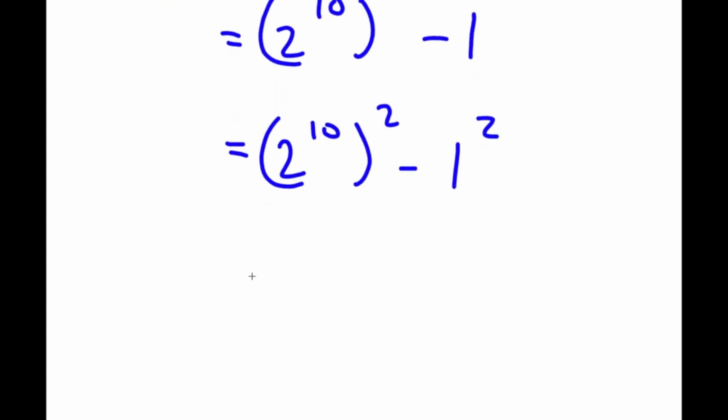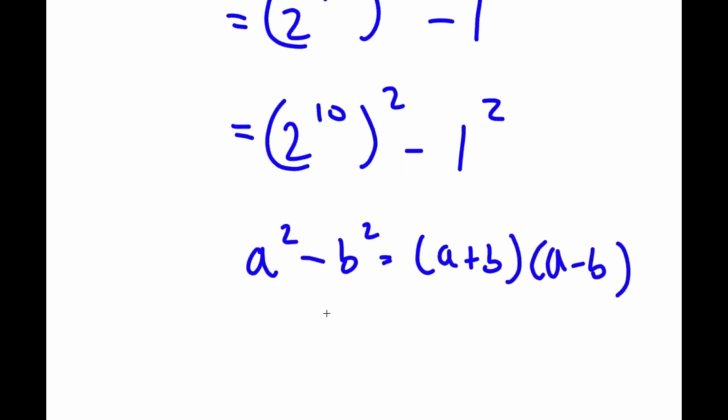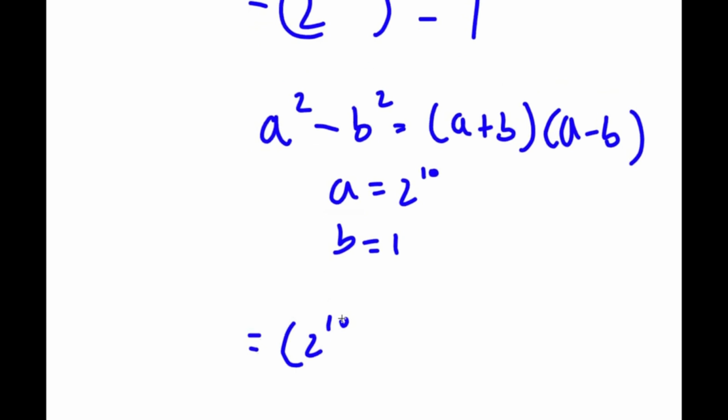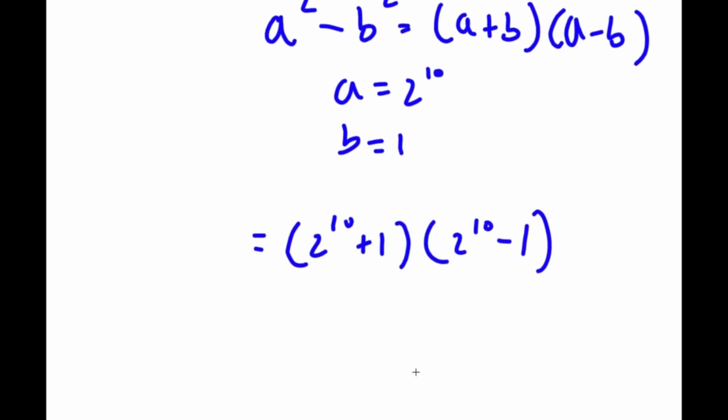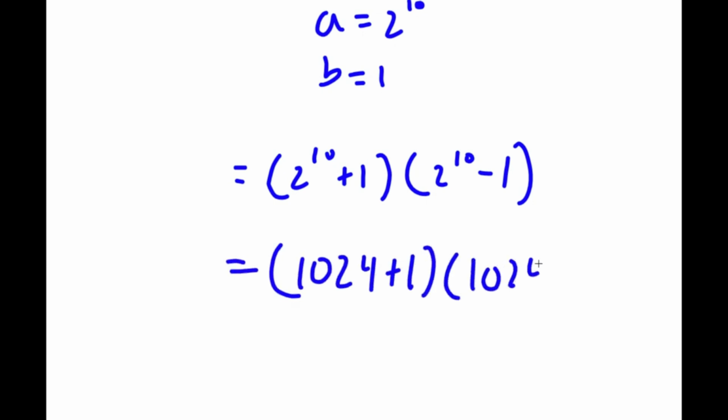Now, if I have something in the form a squared minus b squared, this is equal to a plus b times a minus b. So in this case, a is equal to 2 to the power of 10, and b is equal to 1. So now I have 2 to the power of 10 plus 1 times 2 to the power of 10 minus 1. If you didn't already know, 2 to the power of 10 is equal to 1024. So now I have 1024 plus 1 times 1024 minus 1.